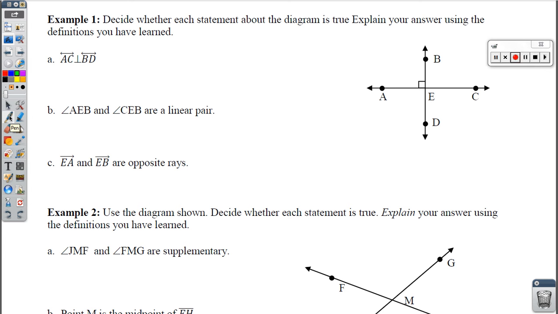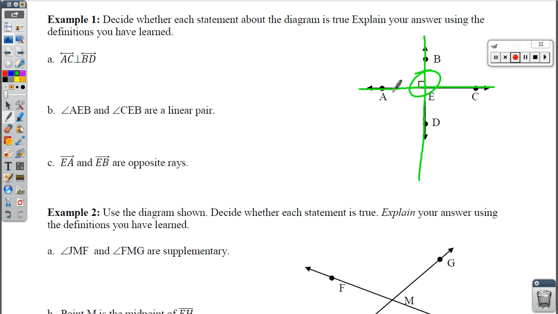All right, let's look at whether or not these statements are true. For part A, line AC is perpendicular to line BD. So that's AC going like this and BD going like this. Well, they've got that box there, so based on the picture we can say yes. Since those meet at a right angle, they are perpendicular.